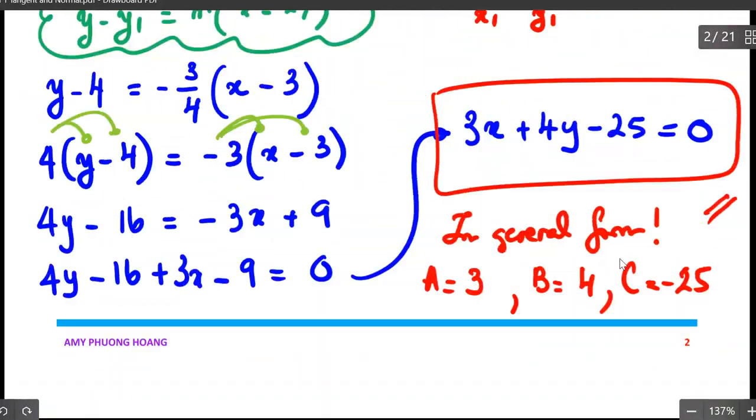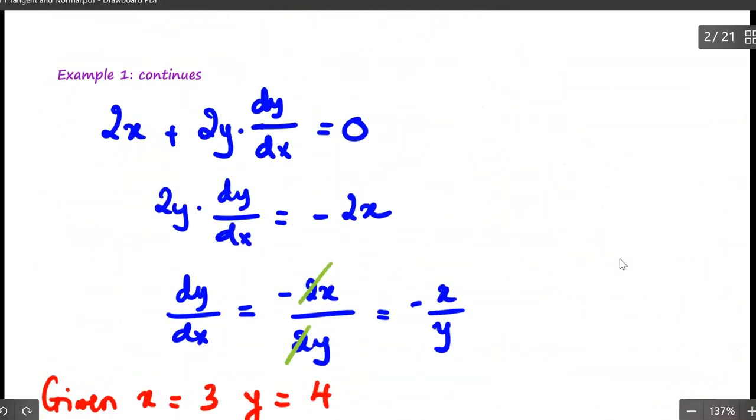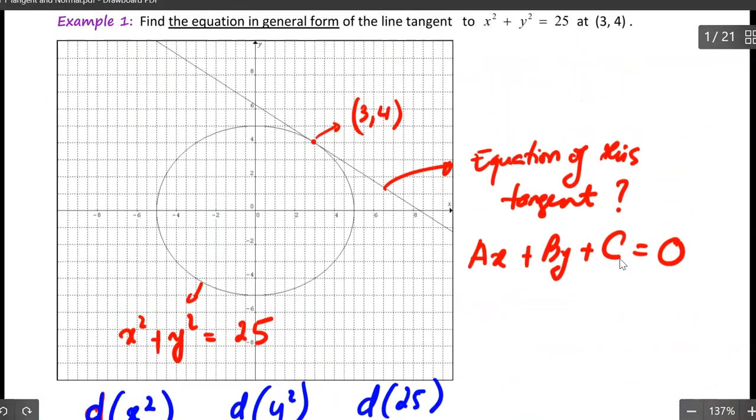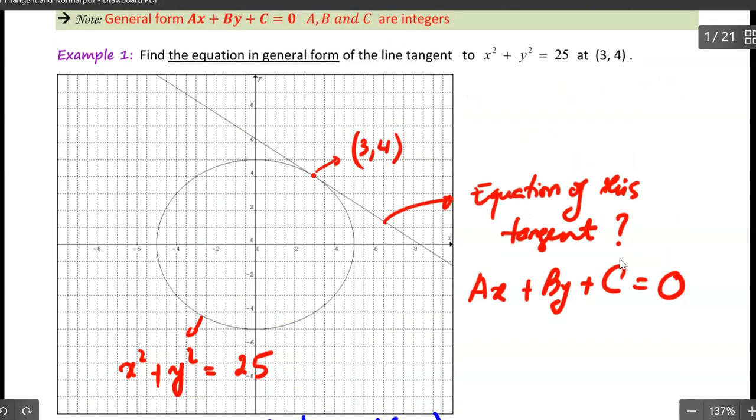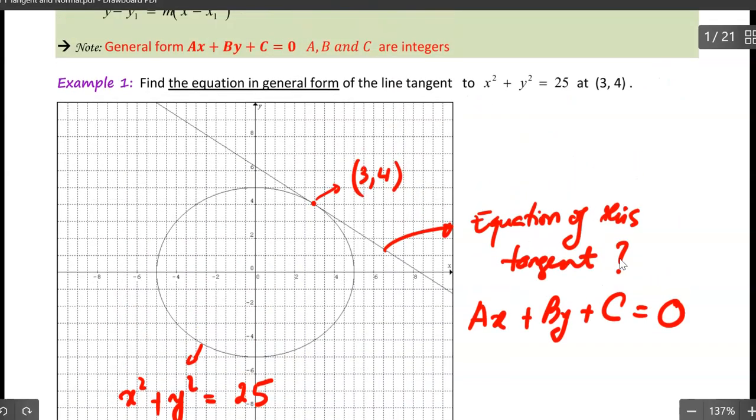All right. Let's go up to our example number 2. I want to write the equation in here as well. So the equation for this line should be 3x plus 4y minus 25 equal to 0. Let's write it in here so we can complete our diagram. So this will be 3x plus 4y minus 25 equal to 0 is the equation for this tangent line at the point 3, 4.